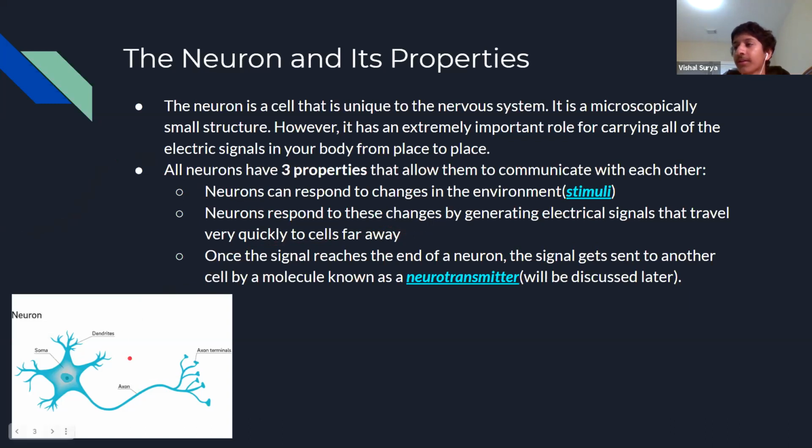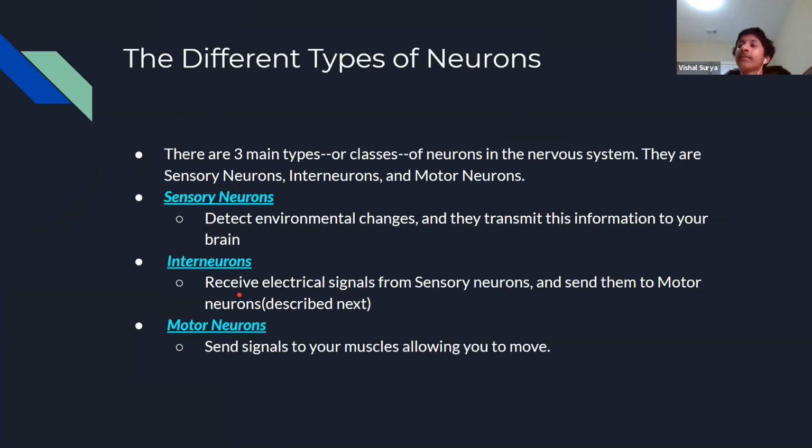So here's how a neuron looks, and we'll get into these structures later. Next we'll be describing the different types of neurons. There are three main types, or classes, as we say, of neurons in the nervous system. They are known as sensory neurons, interneurons, and motor neurons.